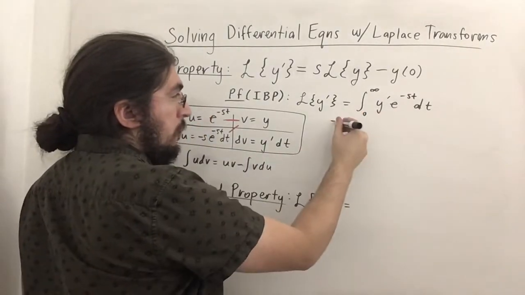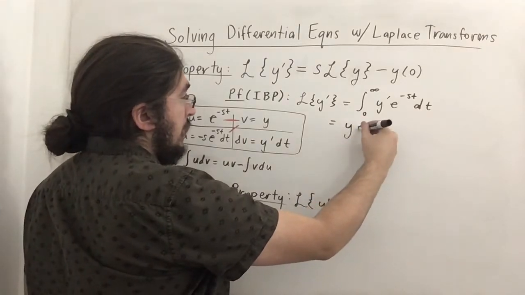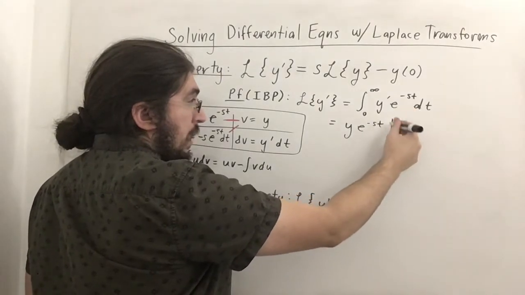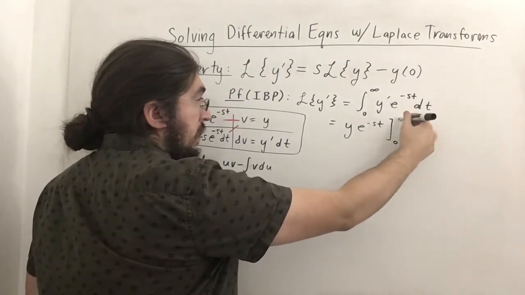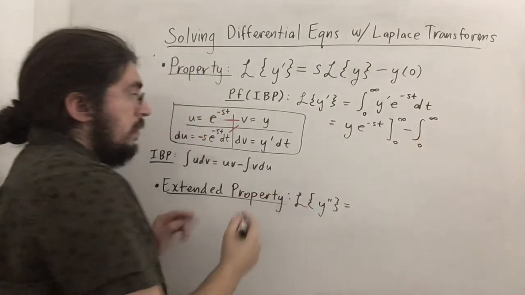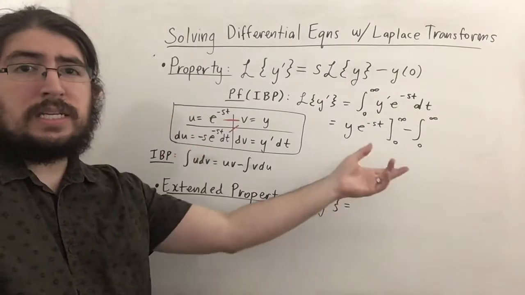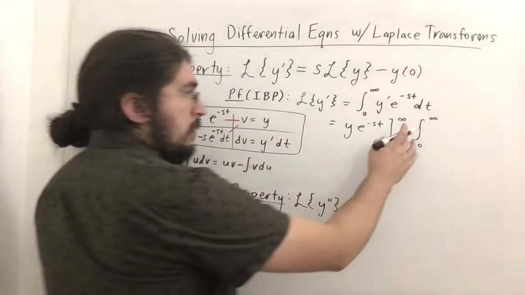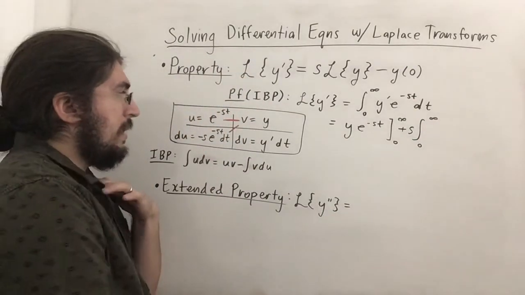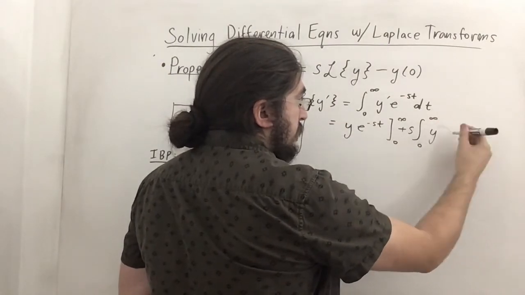So this integral now becomes uv, so it's going to be y times e to the negative st, but since this was a definite integral, we have to evaluate this thing between 0 and infinity. And then minus the integral from 0 to infinity of v times du, which is y times negative s. So the negative s is a constant in terms of t, so I'll pull that out. And notice that the negative then becomes a positive because of the double negative. And then we have y times e to the negative st.